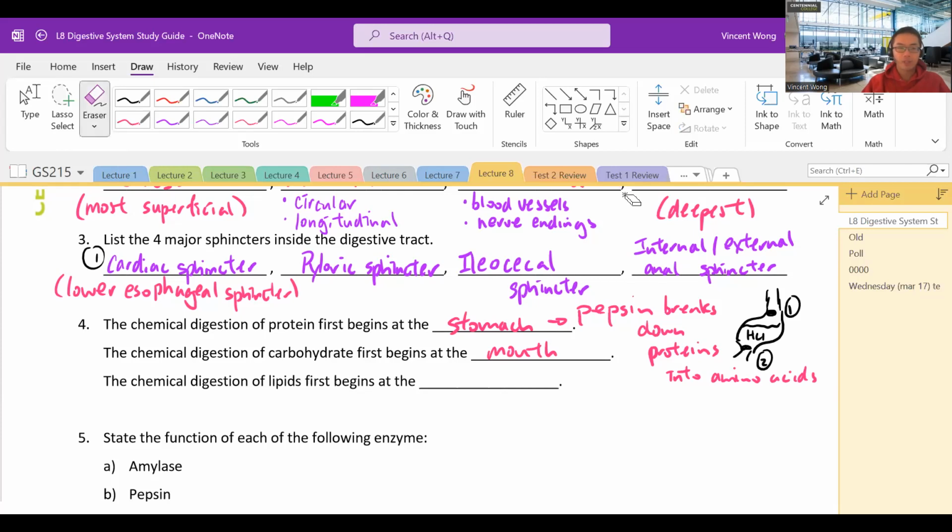As for lipids, you don't start breaking them down chemically until you get to the duodenum. Okay, again, for those of you who forgot, the duodenum is the first part of the small intestine. It's the shortest part, about 12 inches long.